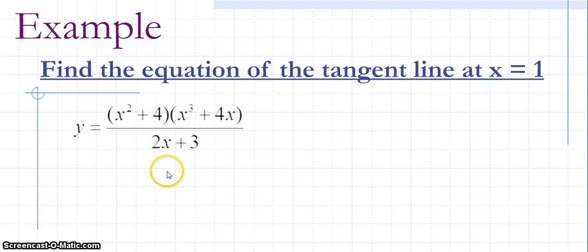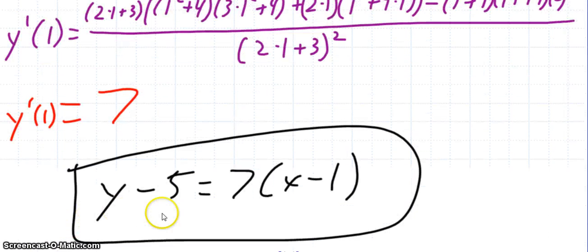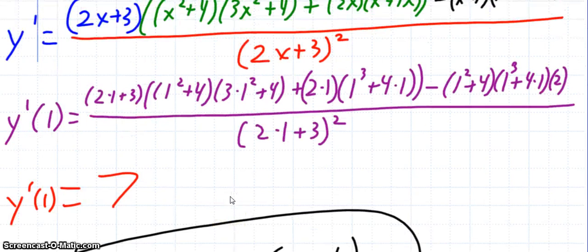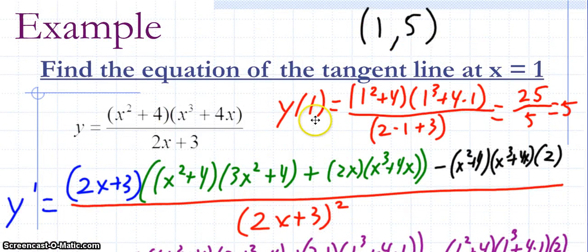Next one. Find the equation of the tangent line at x equals 1. Pause the video, do that, unpause when you're ready to check. Alright, so hopefully you got the equation of the tangent line is y minus 5 equals 7 times the quantity x minus 1. That's in point slope form. Now, how do I come up with that? Okay, well, first thing I did was, if I know the x value, I need to also find the y value, because we need a point in order to write the equation of a line. Right, good. So I found y of 1, so I plugged in 1, and I get 25 over 5, which is 5. So I know I'm actually looking at the point (1, 5).